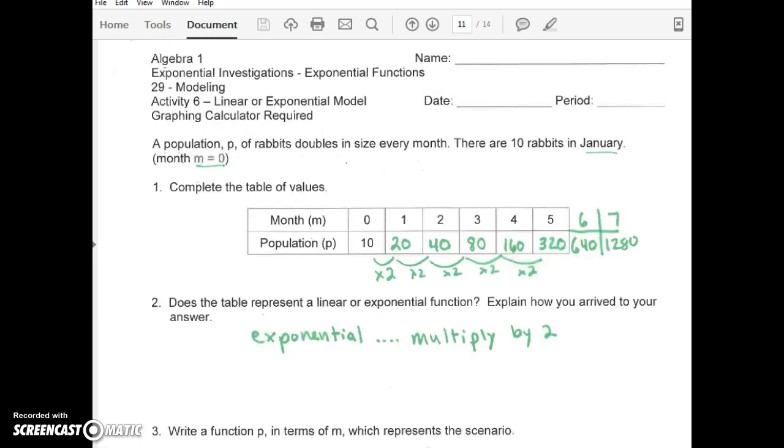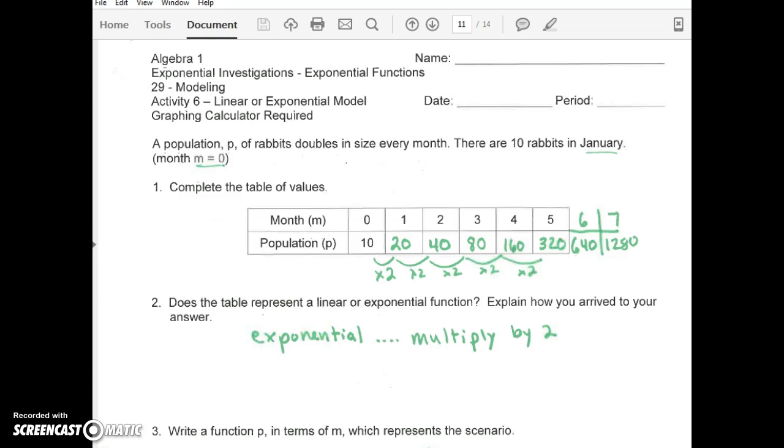In activity 6, we're given a verbal description of a situation, asked to fill out a table, decide if it's linear or exponential, then write a function, and use that function to calculate a future value. So in this particular situation, we've got a population of rabbits doubling in size every month. At the beginning, there are 10 rabbits in January, which we are calling month 0. And that's a key piece of information, that January is month 0. Normally it's month 1. And you'll see why that's important in question number 4.